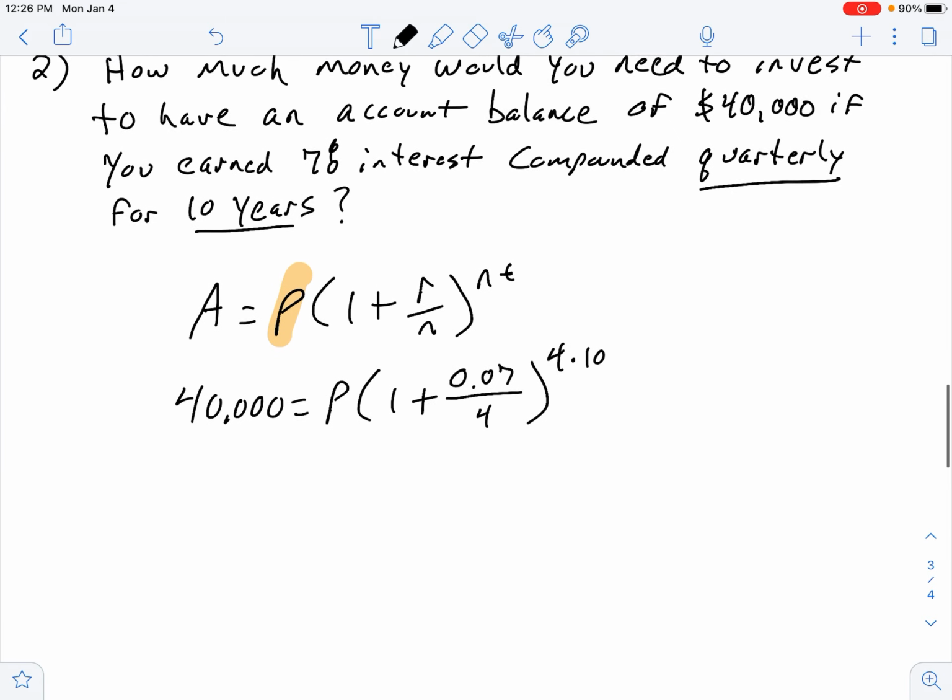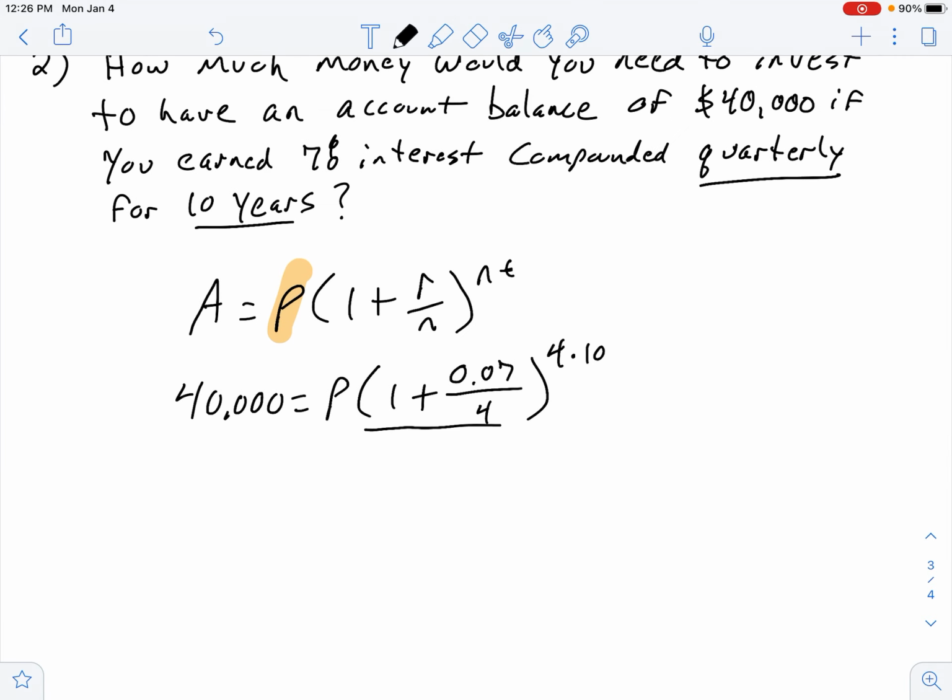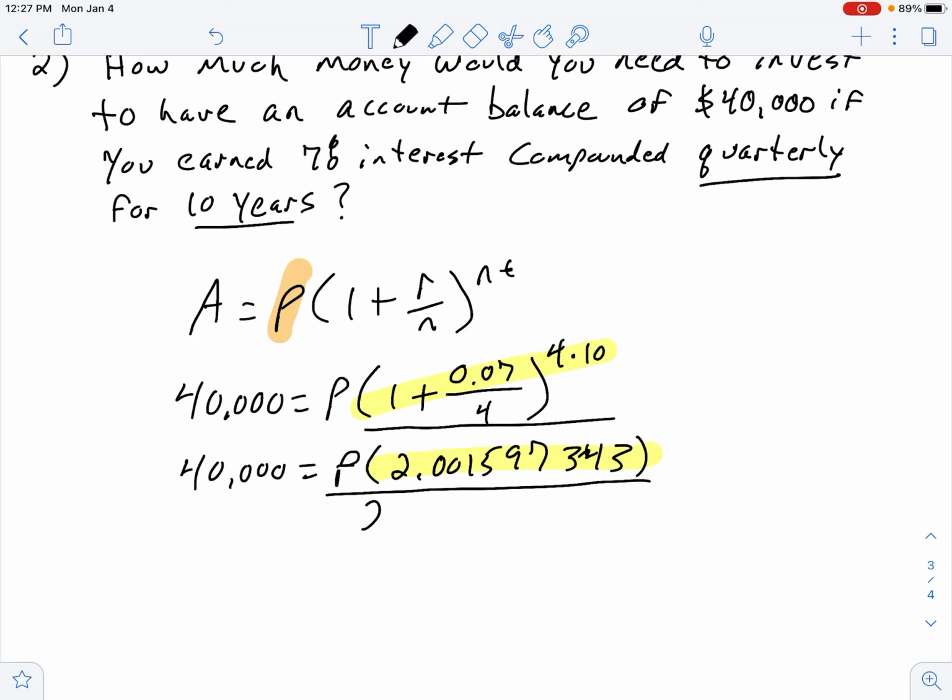So what you need to do is key this part in, get that value, and keep all the decimal values that you can, whatever your calculator gives you. When you do that, you get 40,000, and on my calculator, I got 2.001597343. That's how many decimal places I got for this value right here. So this became this right there. Now what do we need to do to solve it? To solve for P, we have to divide both sides by this value.